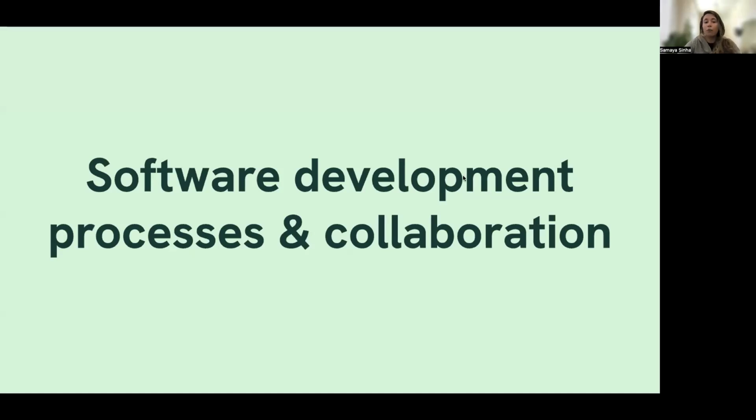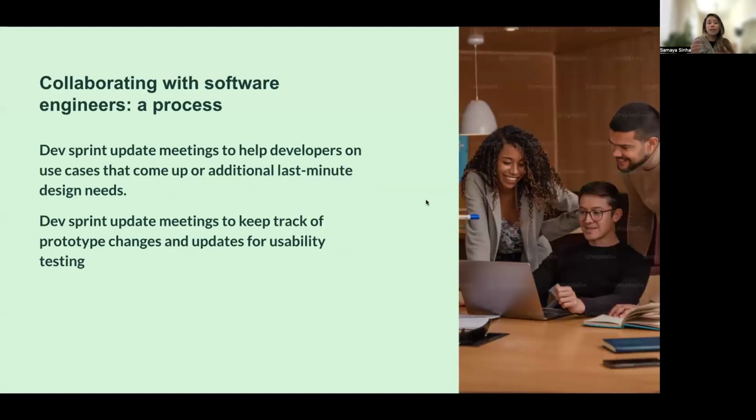Next, we're going to talk about software development processes and collaboration. When we collaborate with software engineers, we have a certain process in place. What we like to do is go to dev sprint update meetings to help developers on use cases that come up or additional last minute design needs. Oftentimes, developers might be implementing a prototype and notice a last minute use case that wasn't considered during the design process. So they might quickly hop on a call with the designer to iron out that situation so that they can continue with their work.